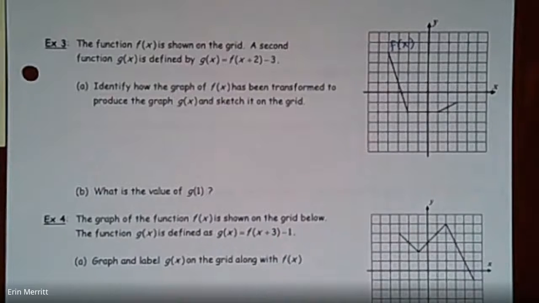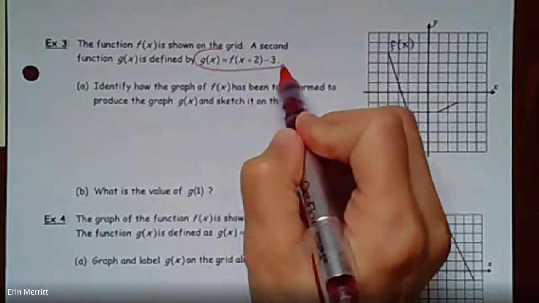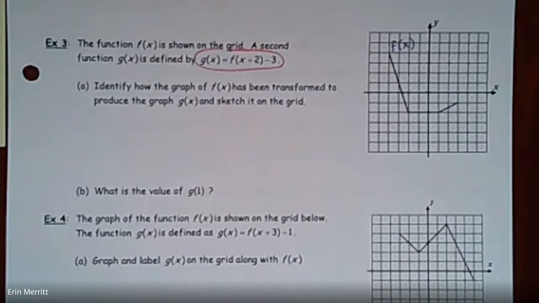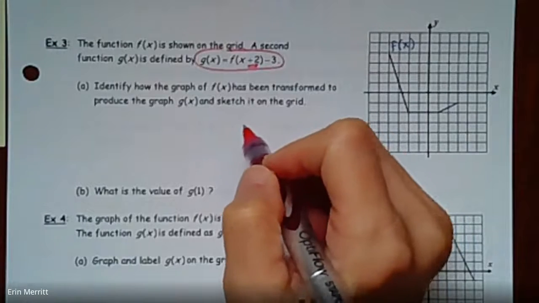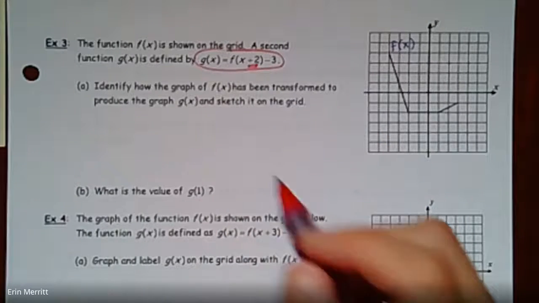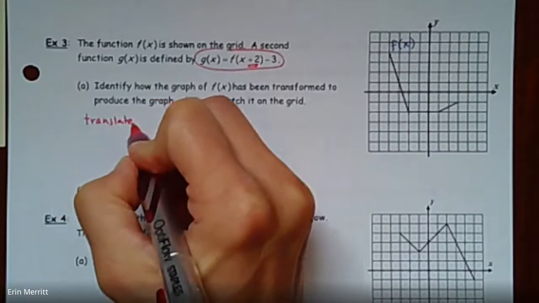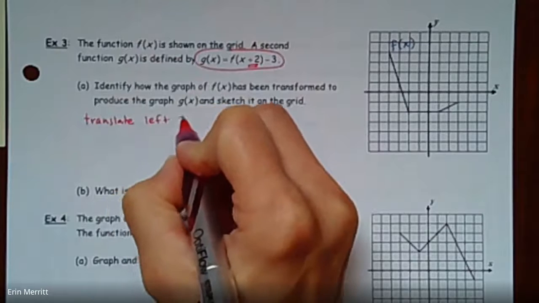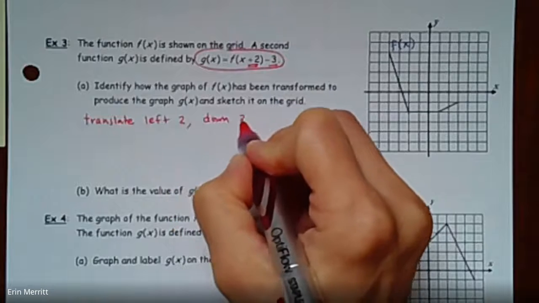Otherwise, when the second function is saying g of x is equal to this right here, we can talk about how to get that. So when it says identify how the graph of f of x has been transformed to produce g of x and then sketch it, go back to those rules on the first page. If we have a +2 inside the parentheses, that's code for it's going to shift or translate to the left 2 units. And then the -3 means that we're going down 3 units.